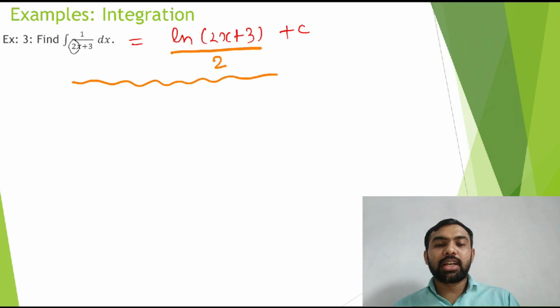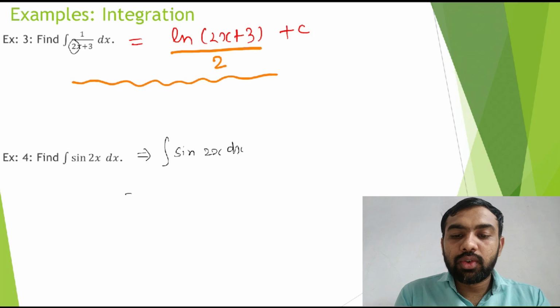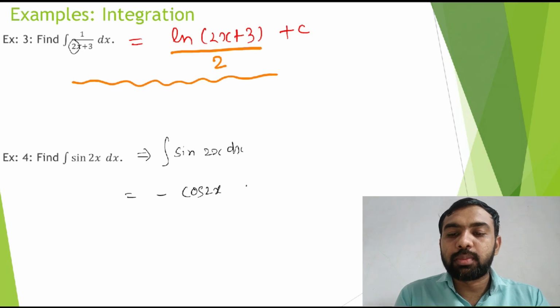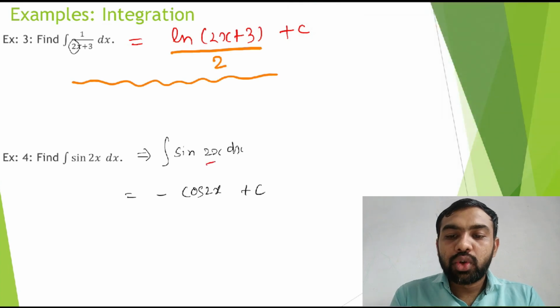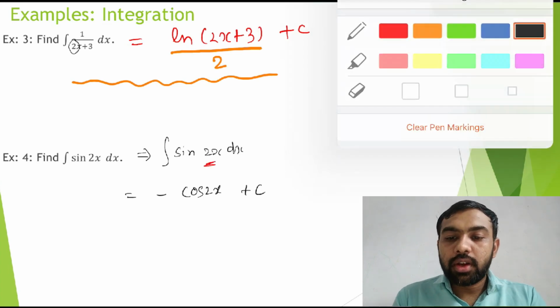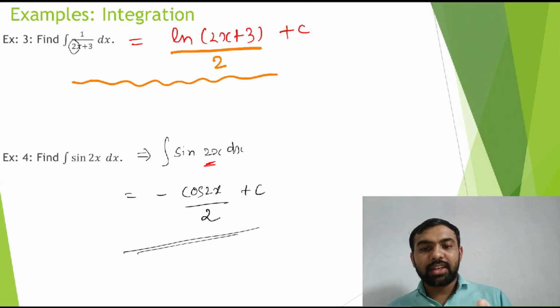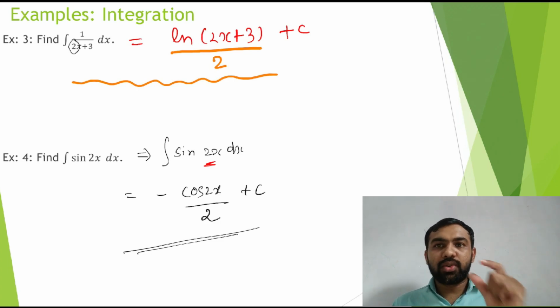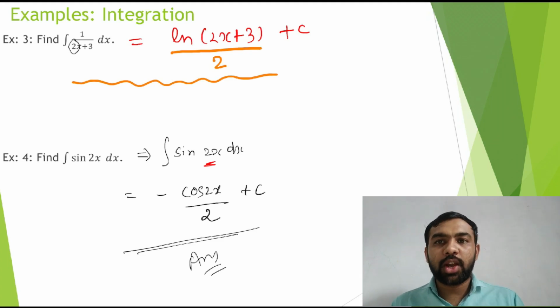Let's come to the next example. Integration of sin 2x dx. Again use the same rule. So integration of sin 2x dx is equal to minus cos 2x plus c. But whatever coefficient is given here, 2, so divide by 2. This is our answer. And the 2 does not cancel: it's cos 2x and this 2 is separate. So don't cancel this 2 and 2. Write this in your books.